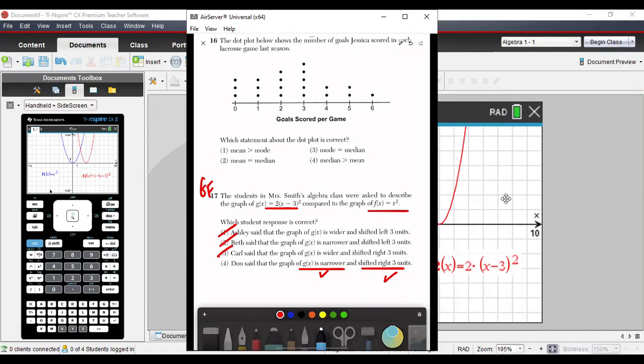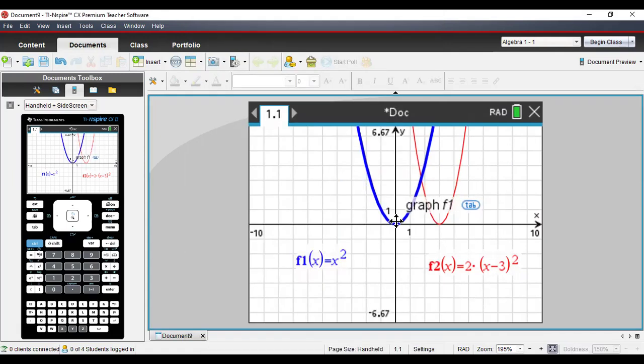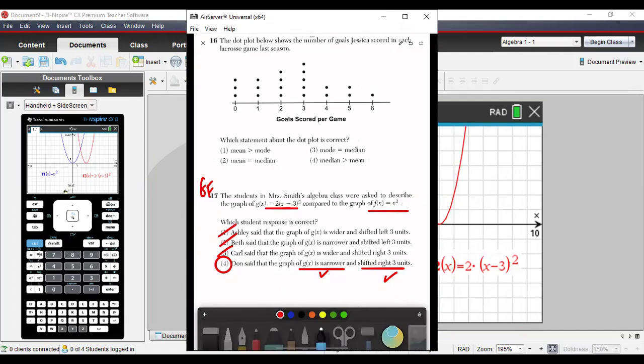So if you look at this, here's the original. And then to get to this one, we're going to go 1, 2, 3 to the right. And you can see that it's obviously narrower. So that's the answer. Don was correct. We can go back, circle them. That's it. That's all we're doing.